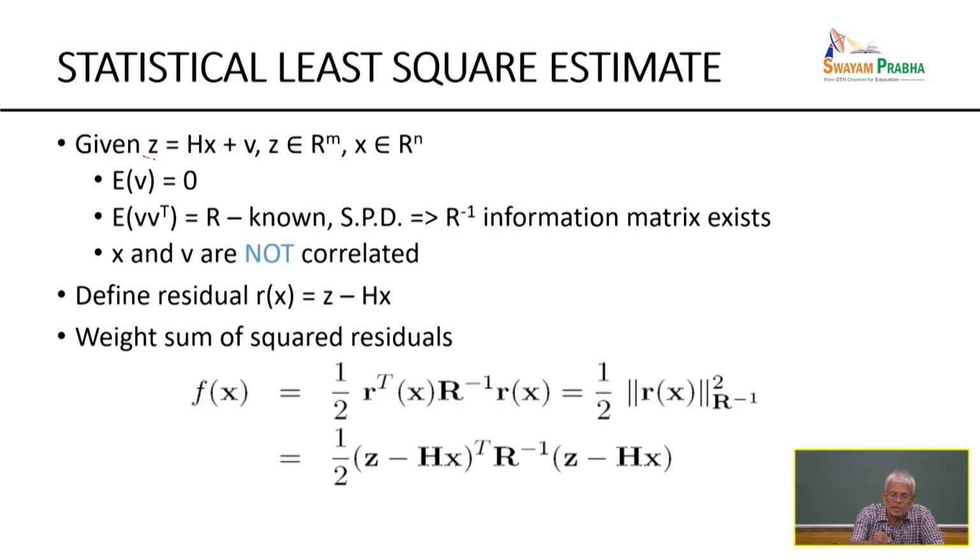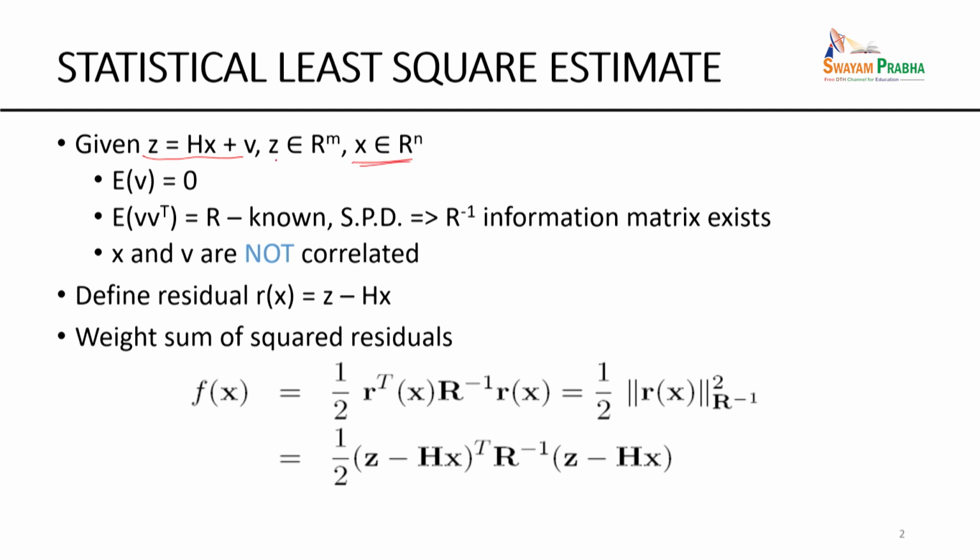So z is equal to h of x plus v. So plus v is the new thing. z is in R^m, x is in R^n. So you simply again have R^n to R^m, and h is the mapping from R^n to R^m. V is the associated noise affecting the observation.